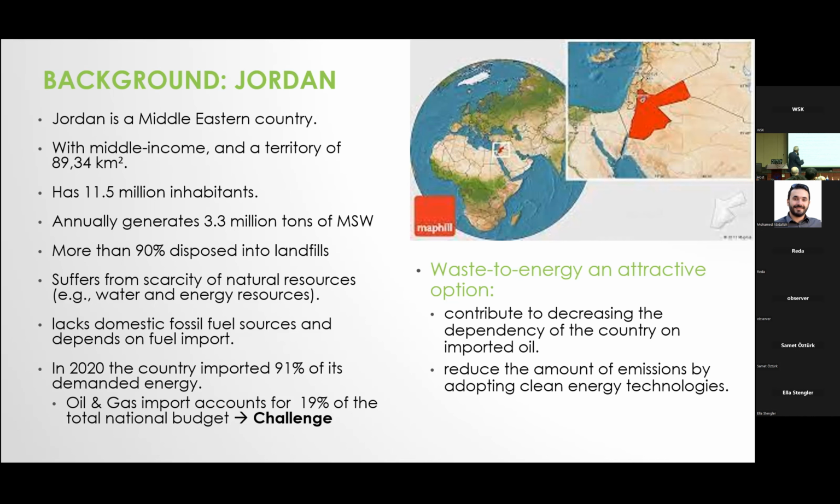The import was 91%, and this is putting a heavy burden on the national economy of the country, where 19% of the total national budget is going to oil import.